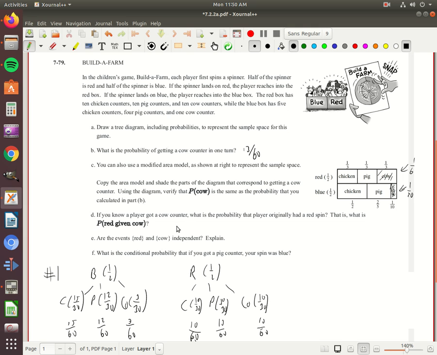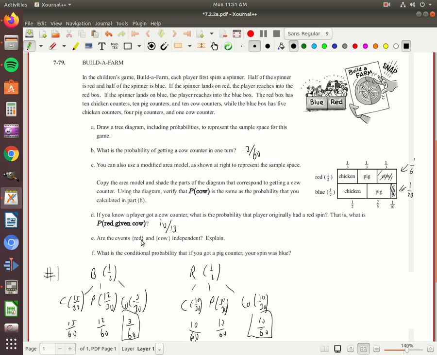So it says if you know a player got a cow counter, so they got a cow, what's the probability that they originally spun red? Well, the odds look better, right? I know right now that I'm just saying there's 13 cows here, and 10 of those 13 are reds. Again, this is all proportional. There's not really 13 cow counters, but when I get a common denominator, there are.